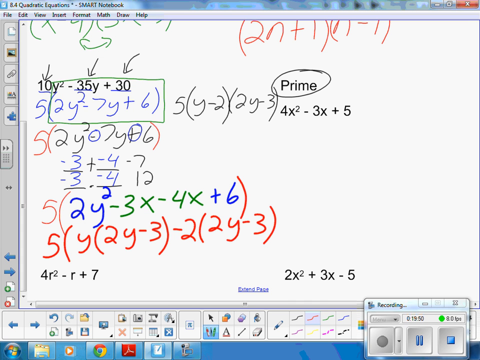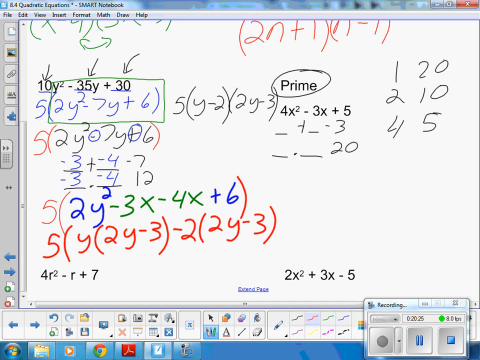Prime, I have this here as my note, so I don't make a fool of myself. 4x squared minus 3x plus 5. So what two numbers are going to add to give me a negative 3? And what two numbers can I multiply to get me a positive 20? So if I do my list, let's go 1 and 20, 2 and 10, 4 and 5.